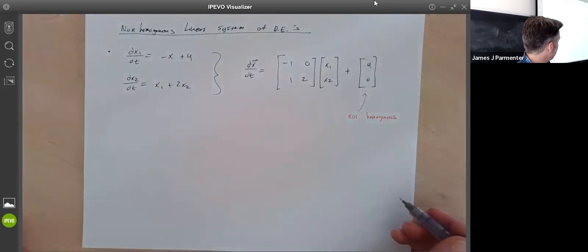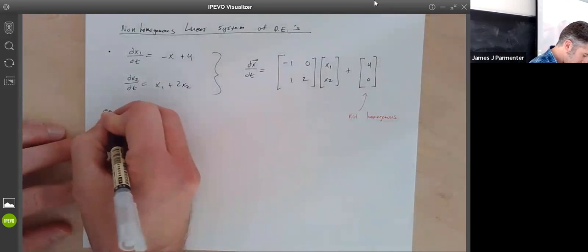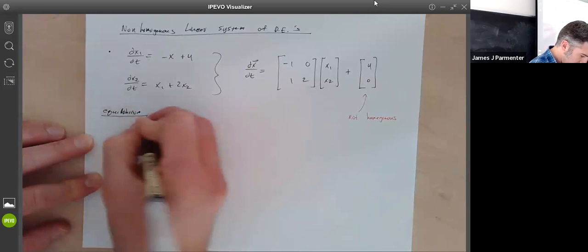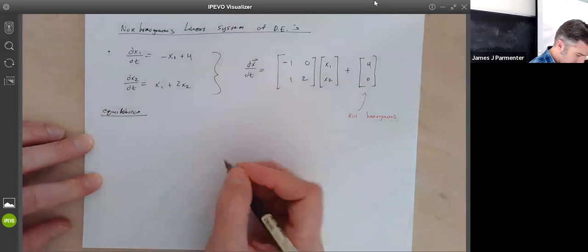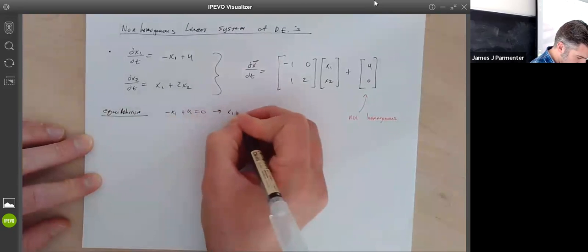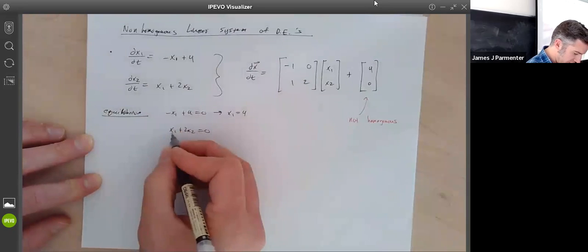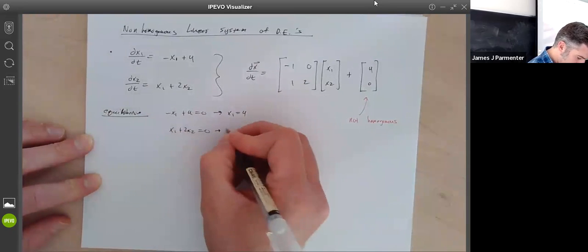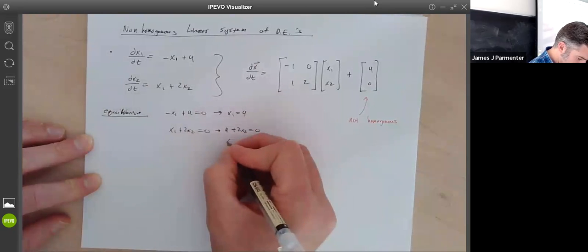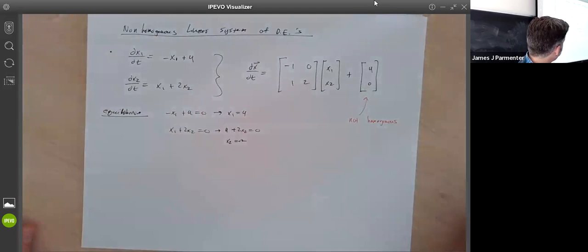Okay, to find the equilibrium, it's still the same sort of thing. I'm going to set each equation equal to 0. Oops, that's a negative x1, sorry. Negative x1 plus 4 equals 0, so x1 equals 4. And then x1 plus 2x2 equals 0. Well, if x1 equals 4, then we have 4 plus 2x2 equal to 0, so x2 has to equal -2. So that's our equilibrium.